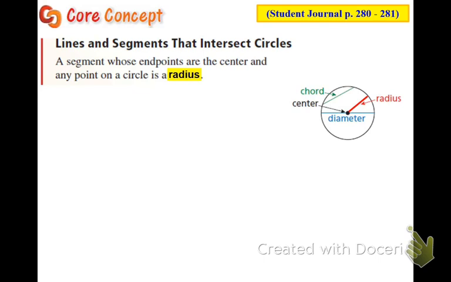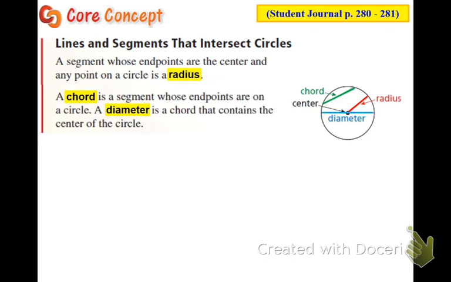All right, the next one we talk about is a chord. Just by the picture, does it look like the chord goes on forever and ever? No, it does not. A chord is a segment whose endpoints are on the circle. And I want you to ignore the diameter for a second, because I want you to think this through with me.